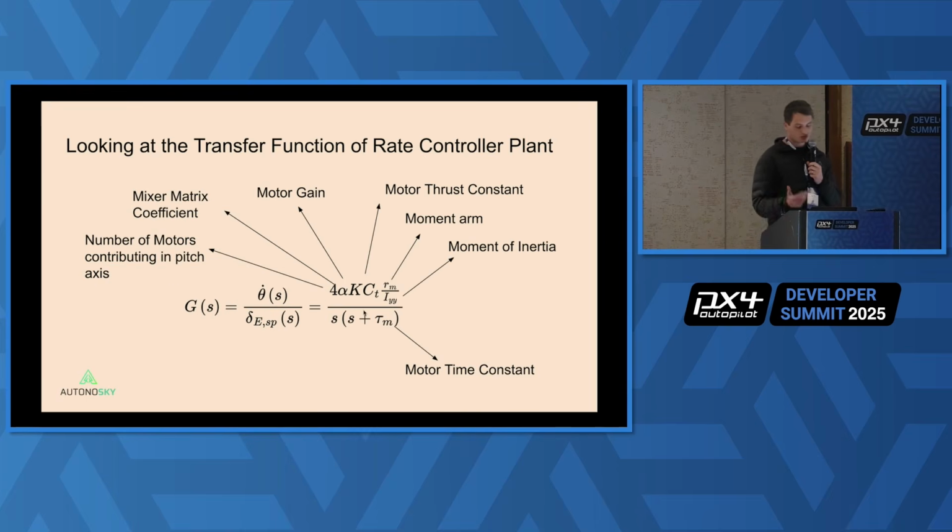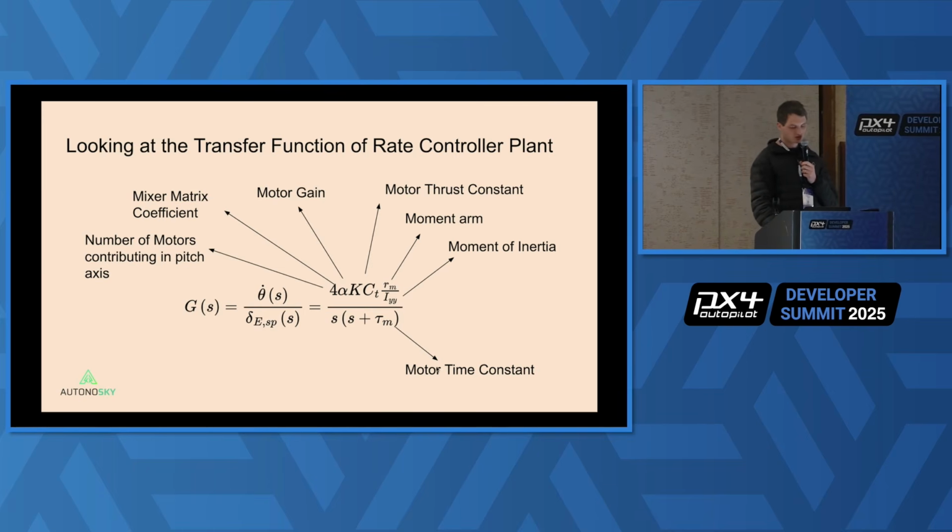So this is then your model for your multicopter in the pitching axis, which is defined by all of these key parameters that we have mentioned. So your motor time constant, the moment of inertia, your moment arm that your motor is from the center of gravity, the motor thrust constant, that motor gain that is present in your motor equation. And this mixer matrix coefficient is a coefficient that arises once you substitute it in, and then the number of motors contributing in the pitch axis.